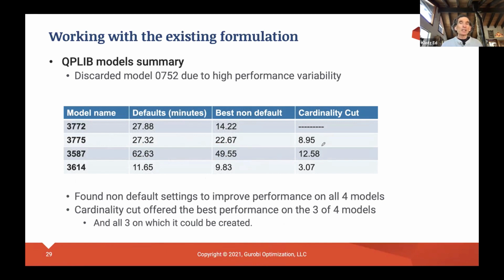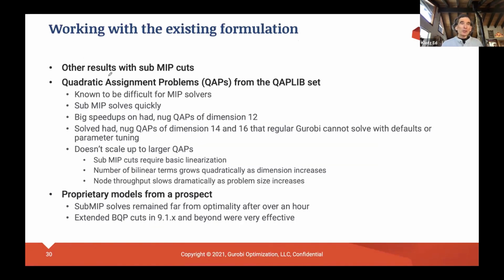Again, the cardinality cut gave us speed ups on the order of basically 3 to 5 for these 2 models. So basically of the 4 models we had, all 4 of them, we could get performance improvements by adjusting the parameters that we discussed earlier as being specifically effective on these types of models. But then on 3 of the 4 models, this cardinality cut based on the submip was the best way to go.